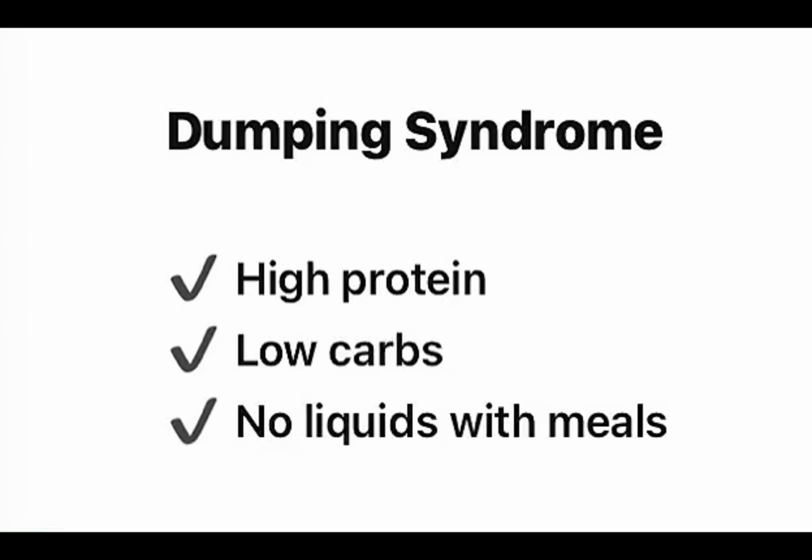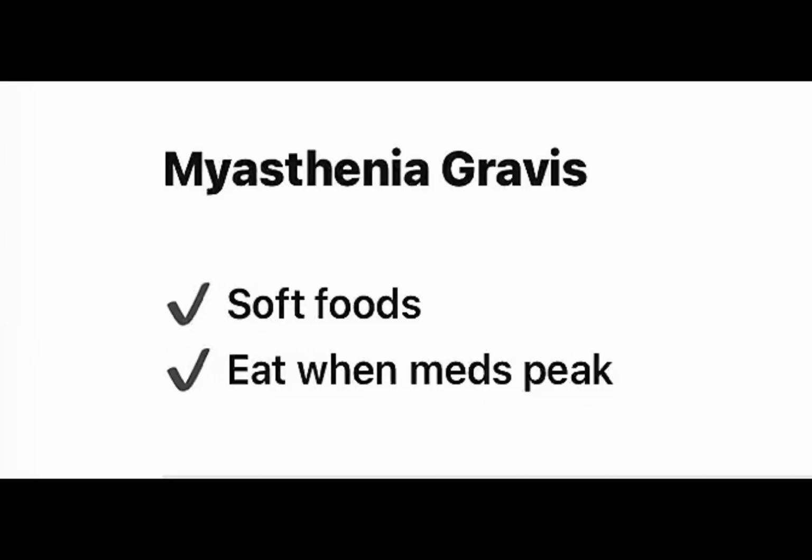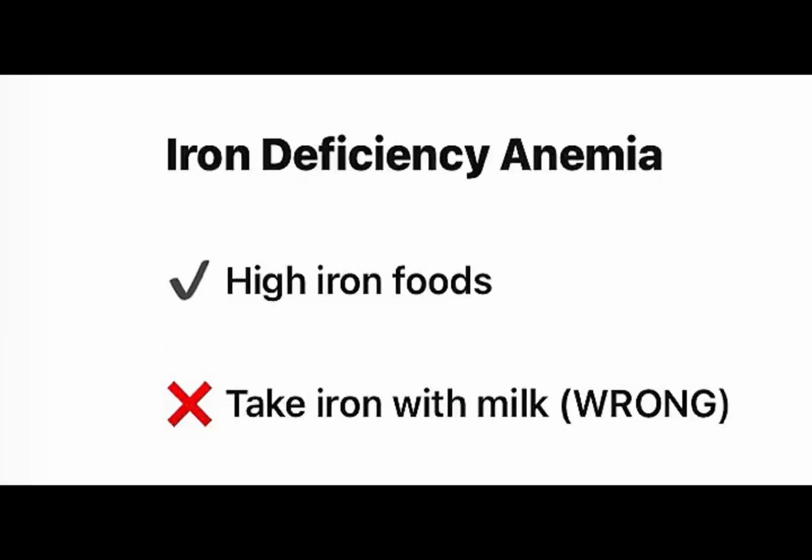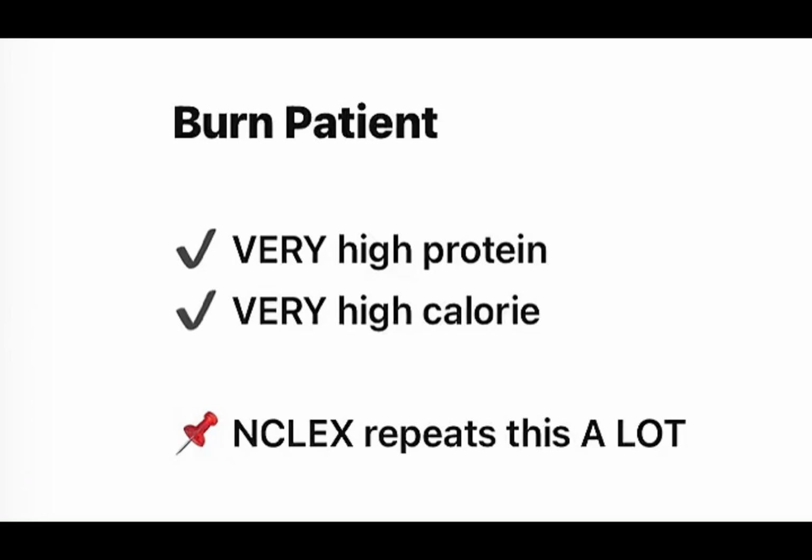In dumping syndrome, give high protein, low carbs and no liquids with meals. And in myasthenia gravis, give soft foods. In iron deficiency anemia, give high iron foods and avoid iron with milk. Most repeated question: for a burn patient, give a very high protein and very high calorie diet.